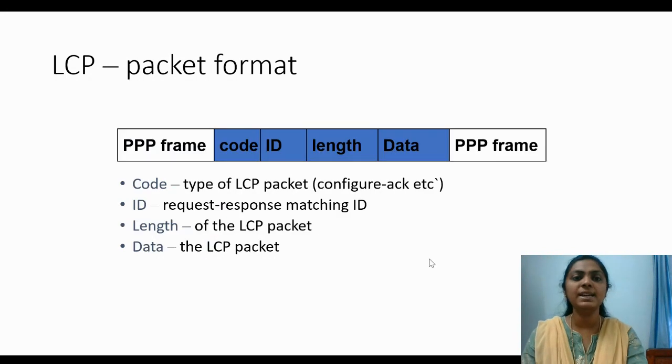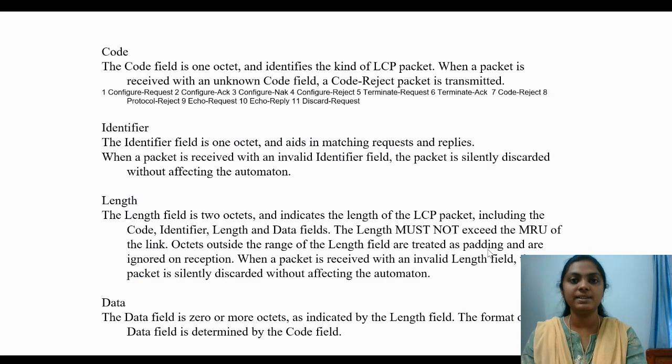And then the LCP packet format. So in the PPP frame, we have got code, ID, length, and data. Four fields are included. The code represents that for every LCP packet an equivalent code value will be there, and that is inserted over here. And then there is an ID value. This is like a sequence number for synchronizing the particular request and the response. And then the length of the overall LCP packet, and finally the data of the LCP packet.